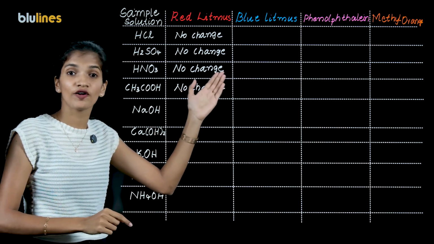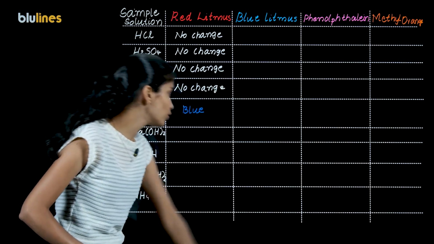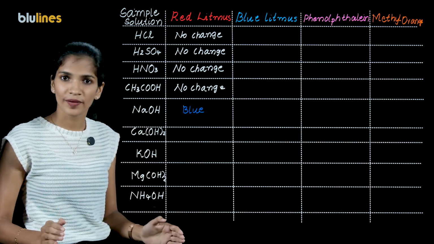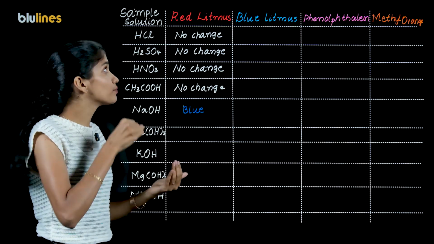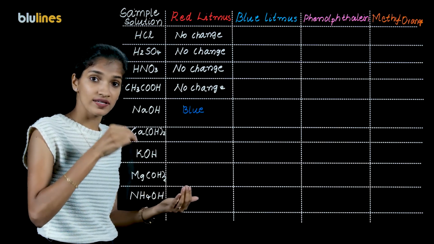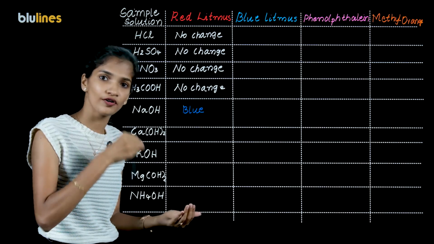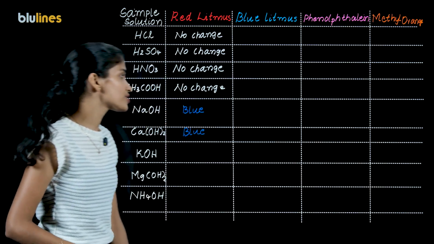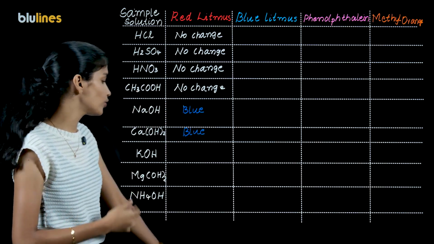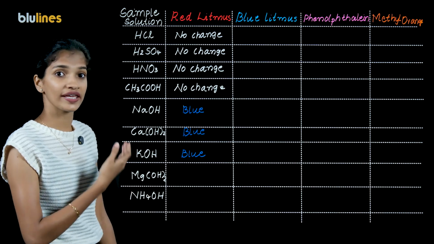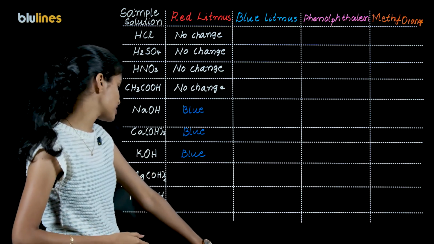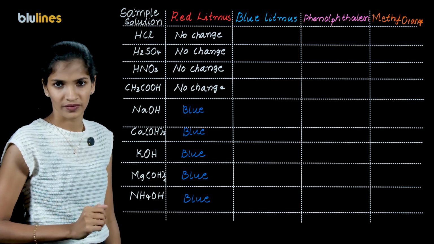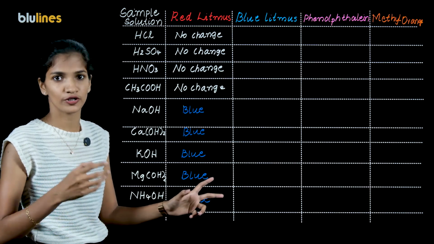Obviously, the red color of the litmus paper will turn to blue. Not only sodium hydroxide, whatever the bases, all the bases, when a red litmus paper is dipped in them, as a result of the interaction, the color of the red litmus paper will turn to blue. That is, we are taking calcium hydroxide, red litmus paper again turns to blue. We are taking potassium hydroxide, again changing to blue, and magnesium hydroxide and ammonium hydroxide, all of them are turning red litmus paper to blue.